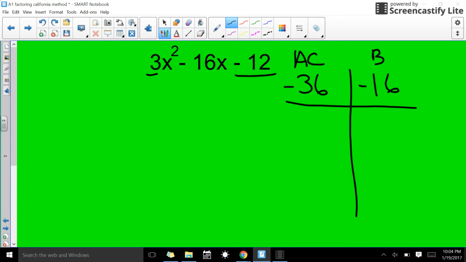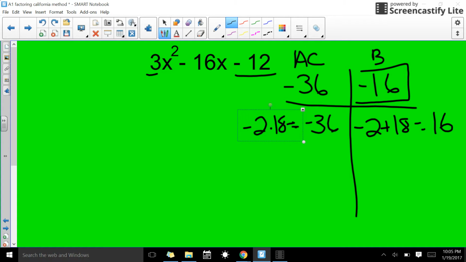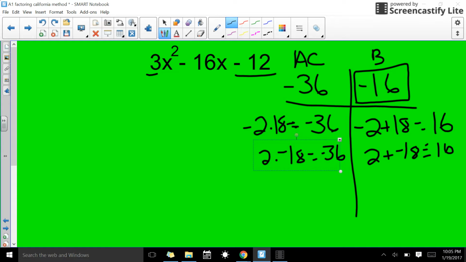All right. So let's start with 2, because that's just what I like to do. Let's try negative 2 times 18, and we get negative 36. That's good. But is negative 2 plus 18, does that equal 16? Nope. It equals a positive 16, and we're looking for a negative. So let's just change those signs around. Let's do 2 times negative 18, and we're going to get negative 36. Okay, now I need to add those two numbers together. 2 plus negative 18 is going to give me negative 16. So we can use those.